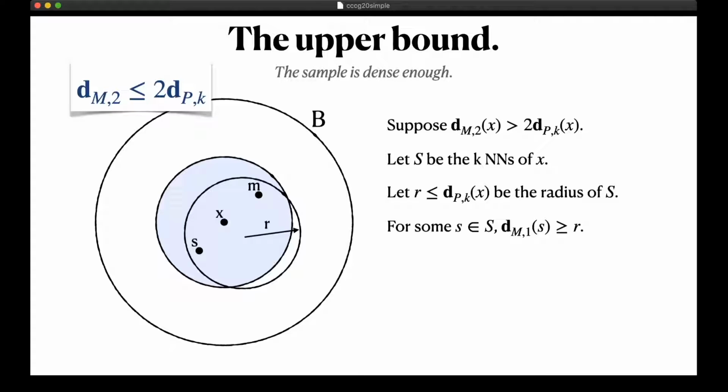So there's at least one point S that's far, and so d_pk of S is less than or equal to 2r, just by the triangle inequality, which now is less than 2 d_m1 of S. But if you remember, this was exactly the criterion we used to add S. If the distance to k points was less than twice the distance to the nearest sample, we would have added S, and the algorithm would not have terminated.